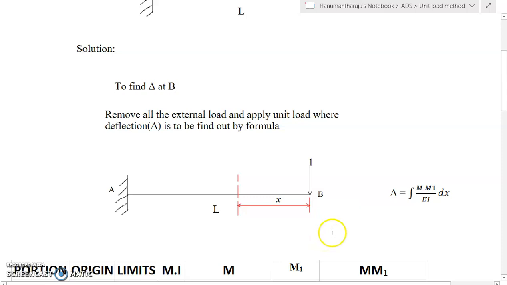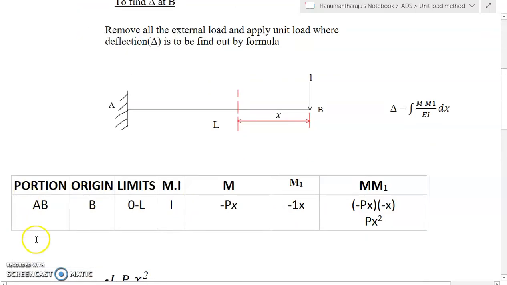To find the deflection, we have the formula: integration of M and M1 by EI into dx, where M is bending moment due to external load, M1 is bending moment due to unit load. To find M and M1, we are going to use this tabular column, where in the first column, the portion, in the second column, origin, limit, moment of inertia, M, M1, and the product of M and M1.